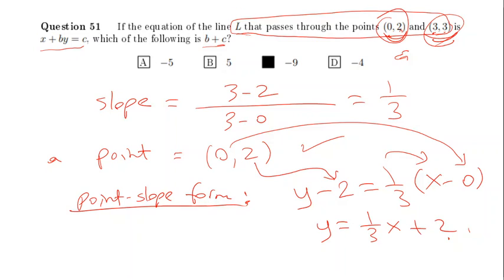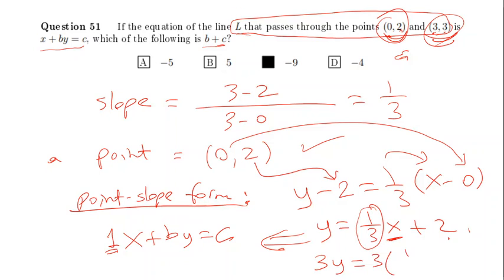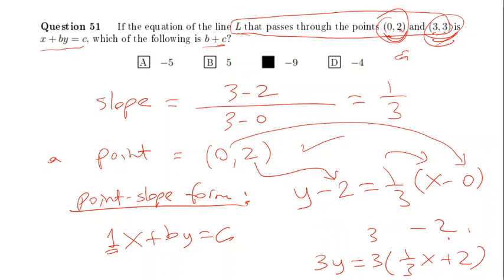plus 2. But it says you have to write this equation in the form x plus by equal to c. So we have to have this 1 here. So we need to do some more algebra. How can you get this 1? It's better you multiply both sides with 3. Multiplying an equation with a positive number on both sides doesn't change the solution set. So you get an equivalent equation.